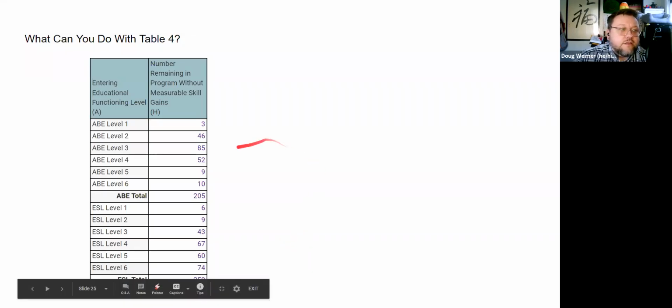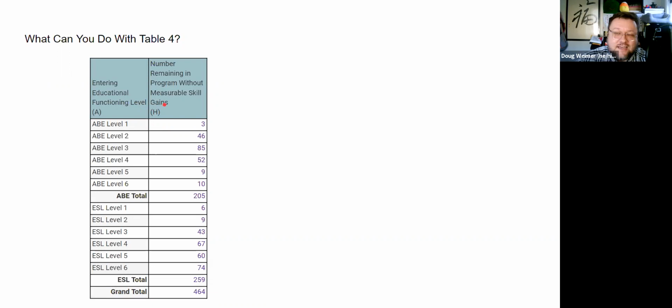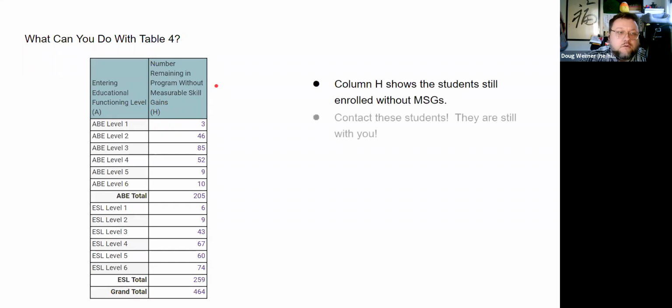This column H is a really important one to look at in the second half of your year, especially right before your last class session of the year. These are the number of students in your program that don't have a measurable skill gain, but they are still with you. Why is that important? If you have limited time and limited resources, and I know you do, you can't call every student you have. Focus your attention on these students. These are the students that have stuck it out with you, but have not crossed the finish line yet, whether that is getting an EFL gain, maybe they haven't even post-tested yet, or getting that high school diploma. Spend your time on these students in the second half of the year.